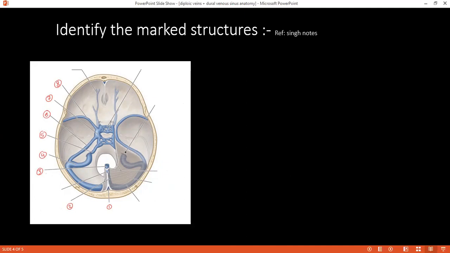Can you also tell me why the sigmoid sinus is called sigmoid sinus? Because of its shape, like a sigma. Yes, that's why it's called sigmoid sinus. Okay, good. Can you please tell me what are the contents of the carotid canal? Internal carotid artery, sympathetic nerves. These are the contents.